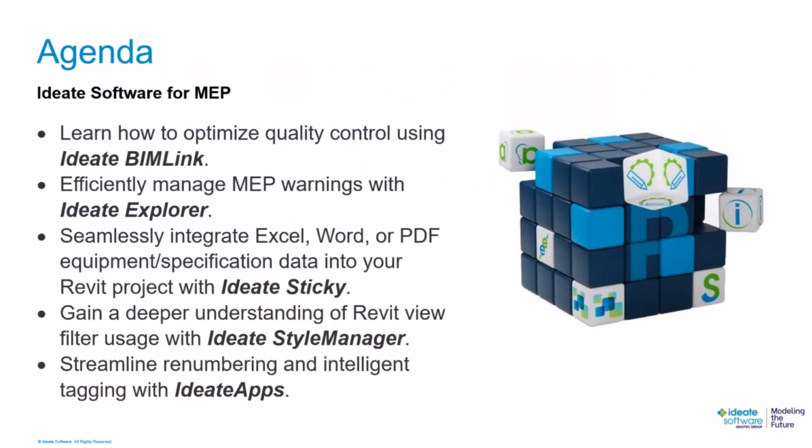Okay, so today, what are we here for? Well, today we're going to be talking about Streamline MEP workflows with ID8 Software Solutions. So we're going to learn how to do quality control with ID8 BIMLink. We're going to efficiently manage MEP warnings with our ID8 Explorer. We're going to integrate Excel, Word, or PDF information or specifications with ID8 Sticky. We're going to gain a deeper understanding of Revit view filter usage with Style Manager. And we're going to streamline some renumbering and some intelligent tagging with our ID8 apps.